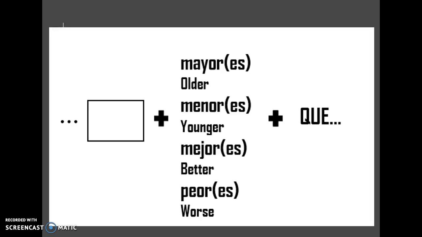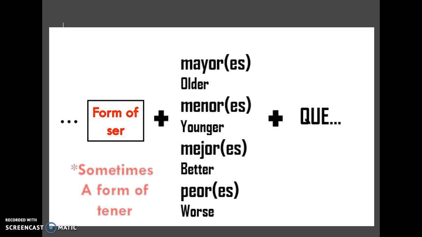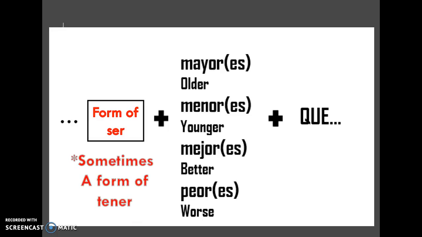Most of the time, at least in the course of our class, this is probably how you'll see it. You'll have those phrases, and they're going to have a form of ser in front of them, because you're saying the word is. And most of the time, it's going to be es or son. And then you follow it with the word que. Sometimes there will be a form of tener in front of them because you're saying he has something that's better. So just be aware of that. But for right now, really, it's going to be a form of ser.